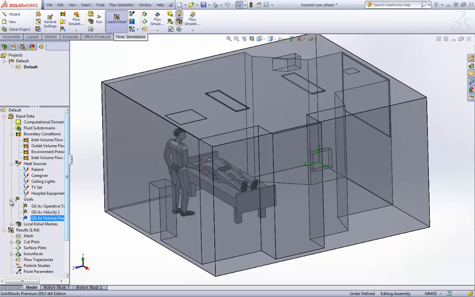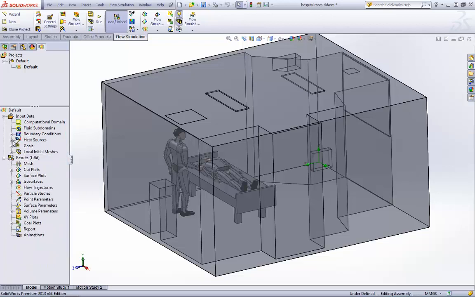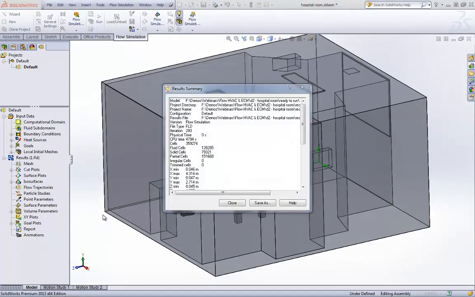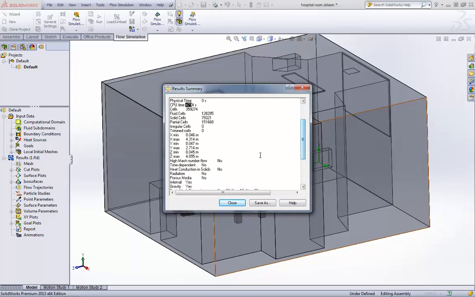Okay, if I take a look at the summary for this, you can see that it took approximately 4,800 seconds, or about an hour and a half to run. I did it with a rather large mesh, or coarse mesh, I should say, so that it ran a little bit faster. But obviously, you would want to refine your mesh in the areas of concern.